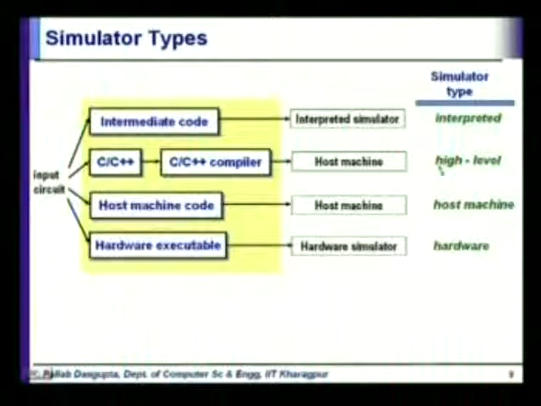Then we have the case where from the input circuit you generate host machine code directly. This will run on the host machine, and this simulator type is called host machine. And the fourth type is that it generates a hardware executable, which is then ported into a hardware emulator like an FPGA or anything, and the simulator is in the hardware, and so we call it the hardware simulator type. Okay, these are the four broad families of simulators.